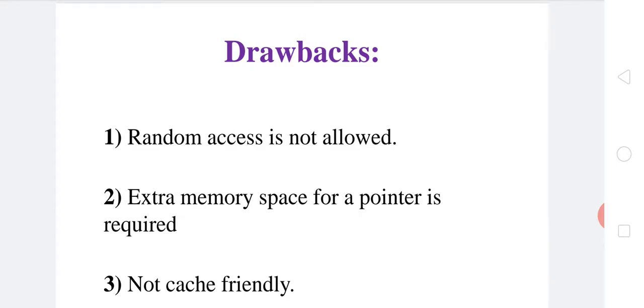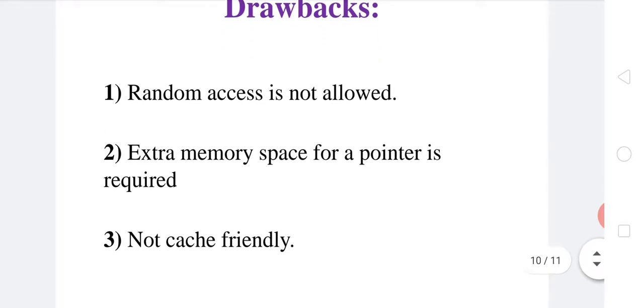Now we will see drawbacks. The first drawback is that random access is not allowed. We have to access elements sequentially, starting from the first node. We cannot do binary search with a linked list effectively with its default implementation. The second one is that extra memory space for the pointer is required. As you already saw, the node contains two fields. The first field is the data field and the second field is the address of the next node. It means the second field is an extra field to store the address of the next node.